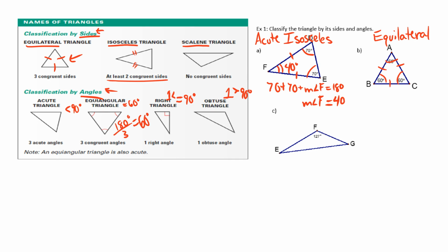Okay, and this last one here, it doesn't tell us any of the sides are the same, and all it shows us is one angle here, and it says it's 127 degrees. So if that angle is 127, it must be an obtuse triangle because it has one angle greater than 90. So it's obtuse. And then again, it doesn't say any of the sides are the same, and they all look like different lengths. So it must be an obtuse scalene triangle.